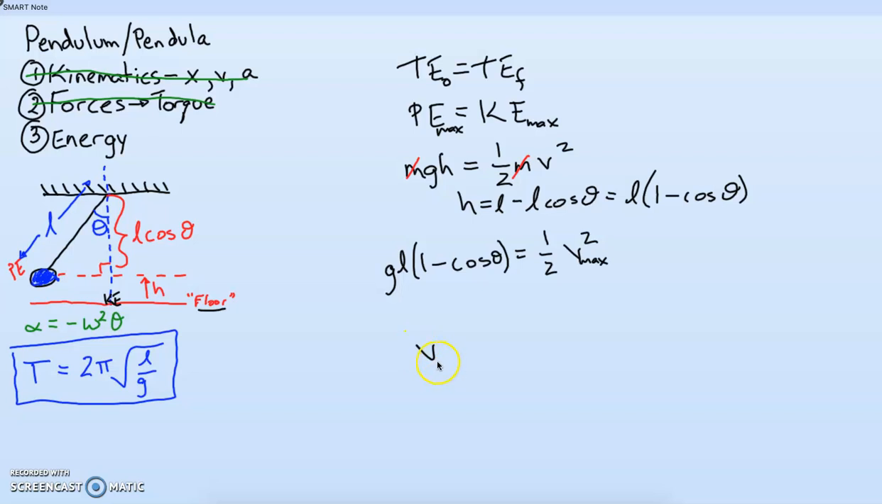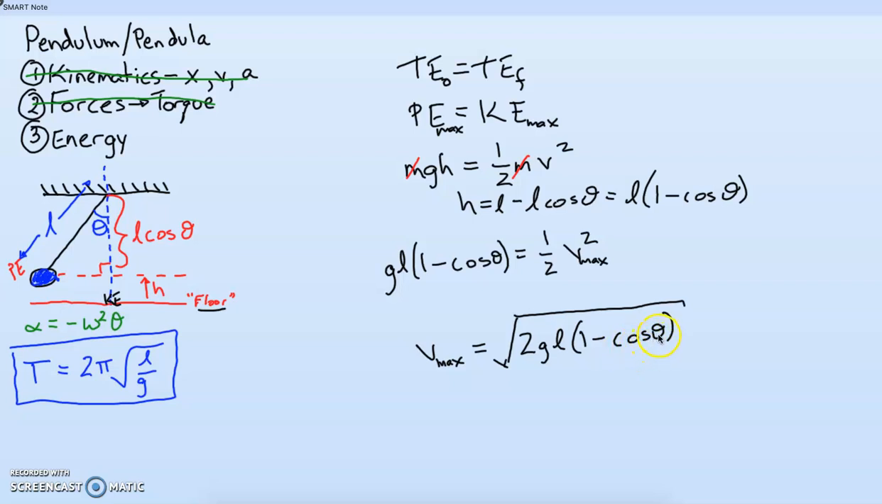Rearranging, solving for the speed, I'm going to have a 2, g, and L, and then the fact that it's a pendulum. Which this expression should look fairly familiar.